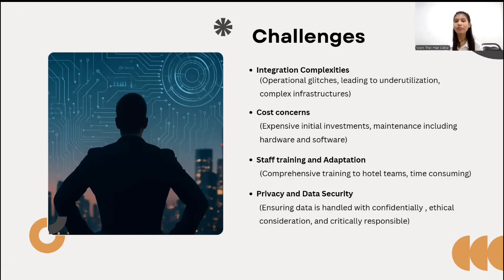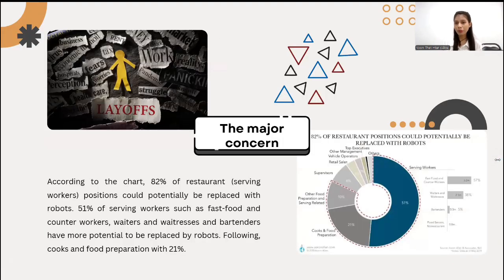But I left the most major concern, and that is unemployment, also known as layoff. So this is the major concern of applying artificial intelligence in the hospitality industry. So I would love to start with the chart as you may see on the right side. 82% of restaurant positions, such as serving workers, could potentially be replaced with robots.